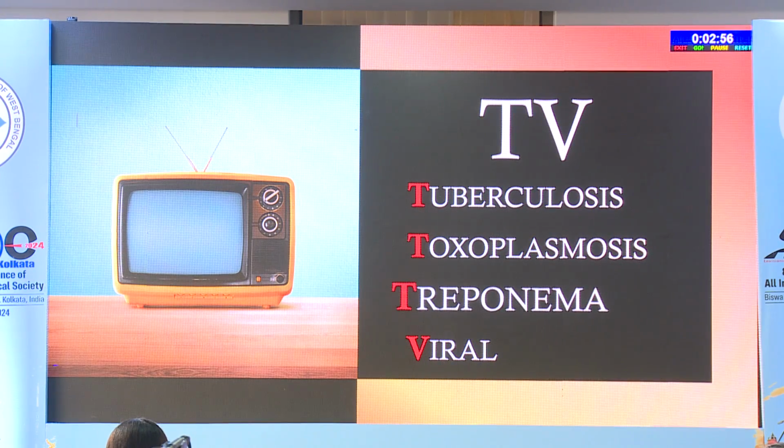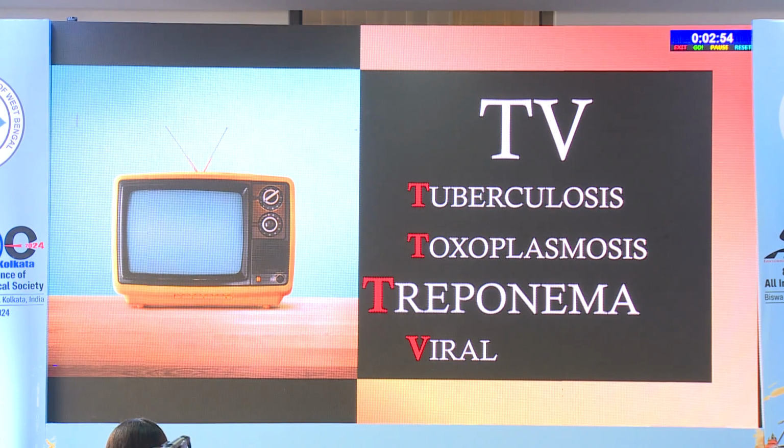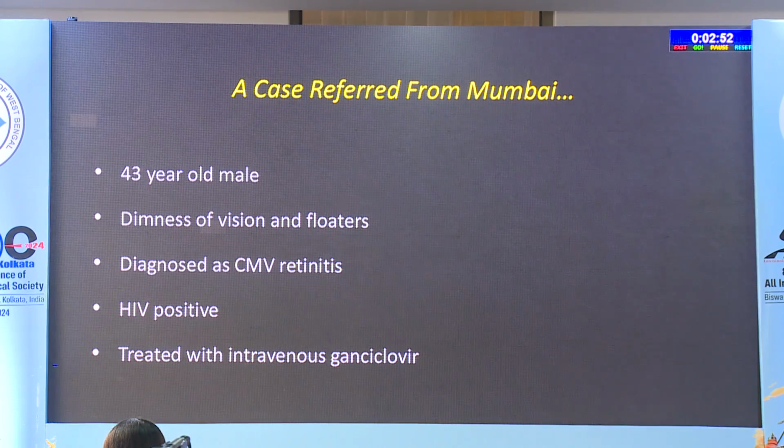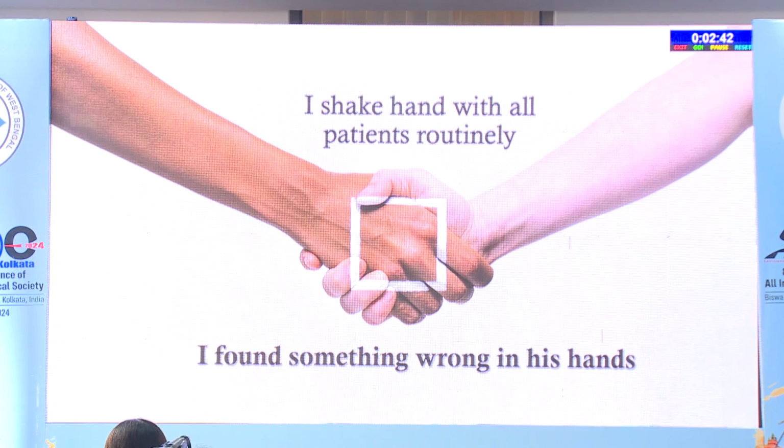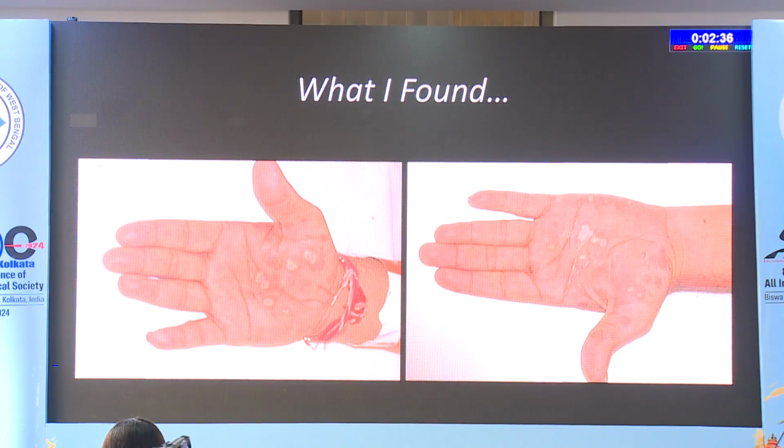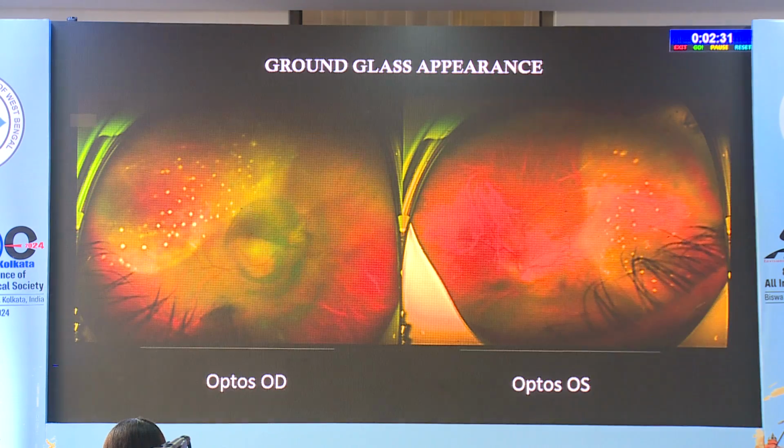Now come to the next, Treponema, which is now emerging as a new disease. This is a 43-year-old male with dimness of vision and floaters, diagnosed as CMV retinitis, HIV positive, and even treated with intravenous ganciclovir. I shake hands with all patients routinely, particularly adults, and I found something wrong in his hands. And what else did we find? I found scaly lesions on the hands, and this was syphilis.